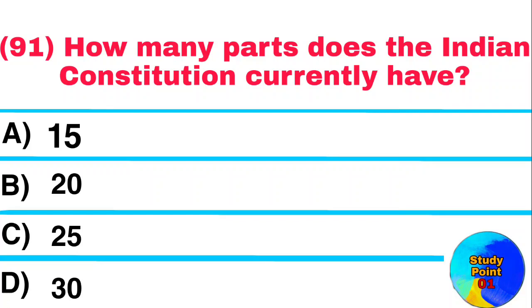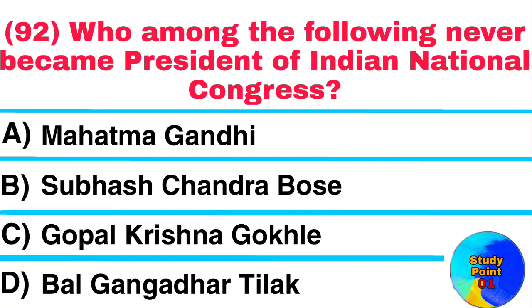Question. How many parts does the Indian Constitution currently have? A. 15. B. 20. C. 25. D. 30. Answer. 25. Question. Who among the following never became President of Indian National Congress? A. Mahatma Gandhi. B. Subhash Chandra Bose. C. Gopal Krishna Gokhale. D. Bal Gangadhar Tilak. Answer. Bal Gangadhar Tilak.